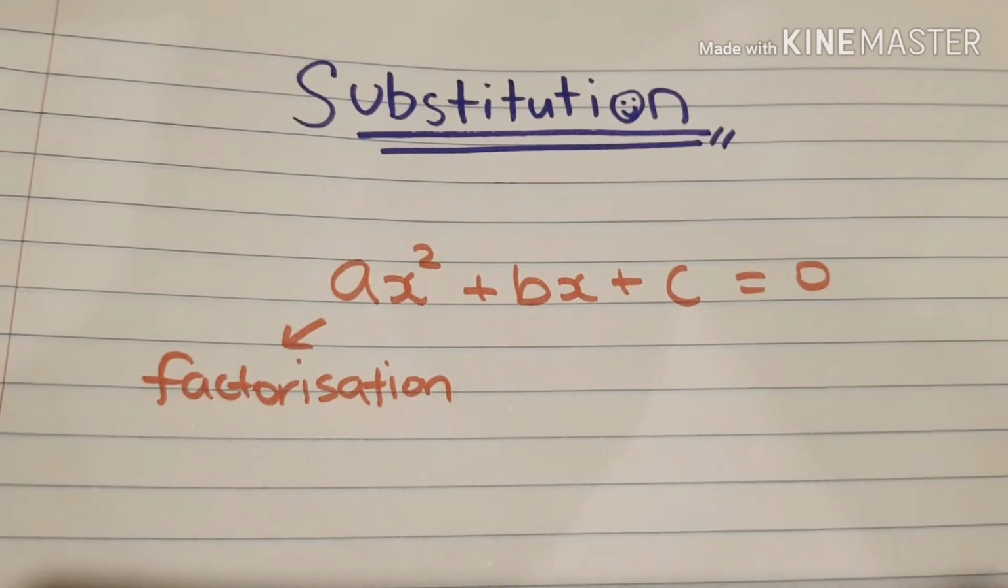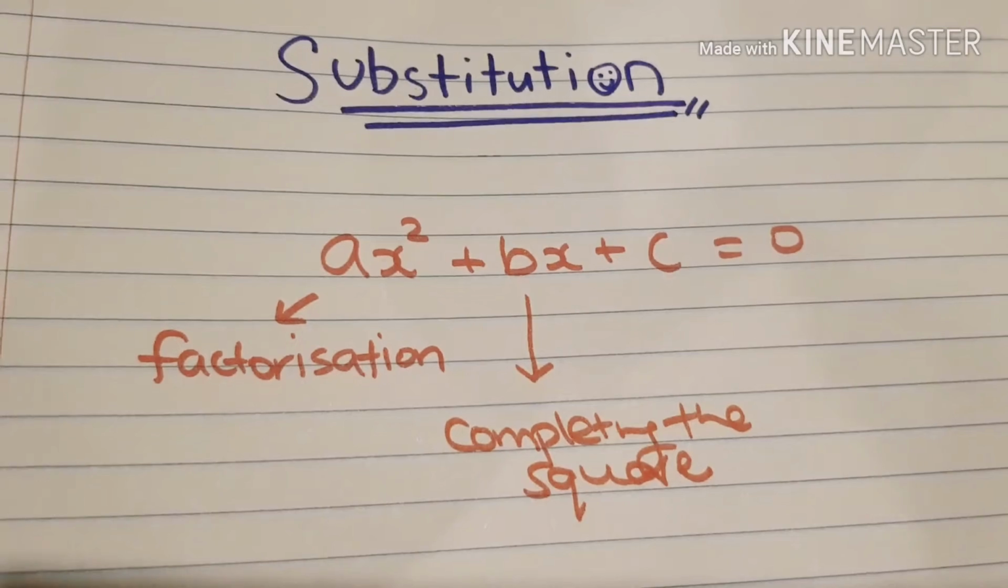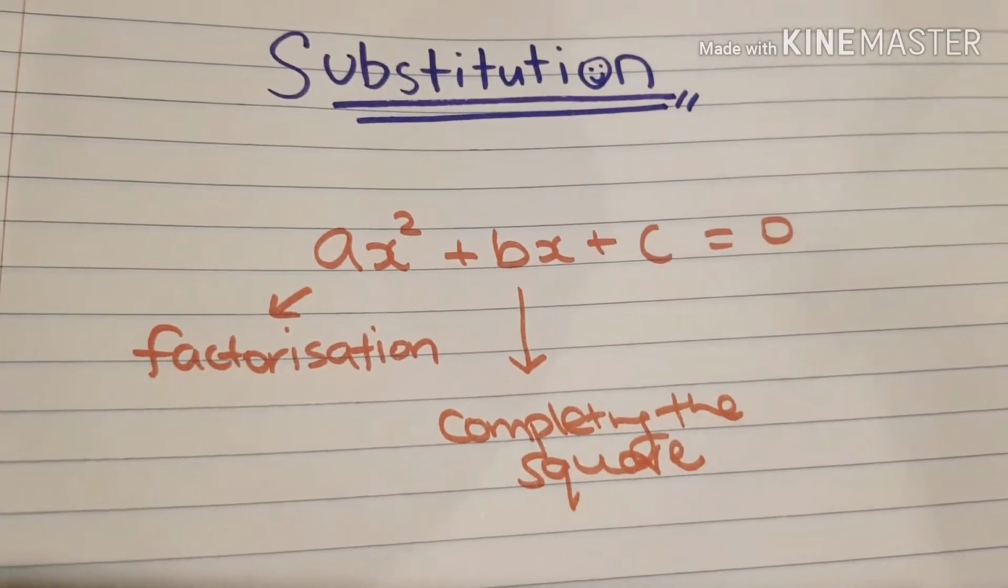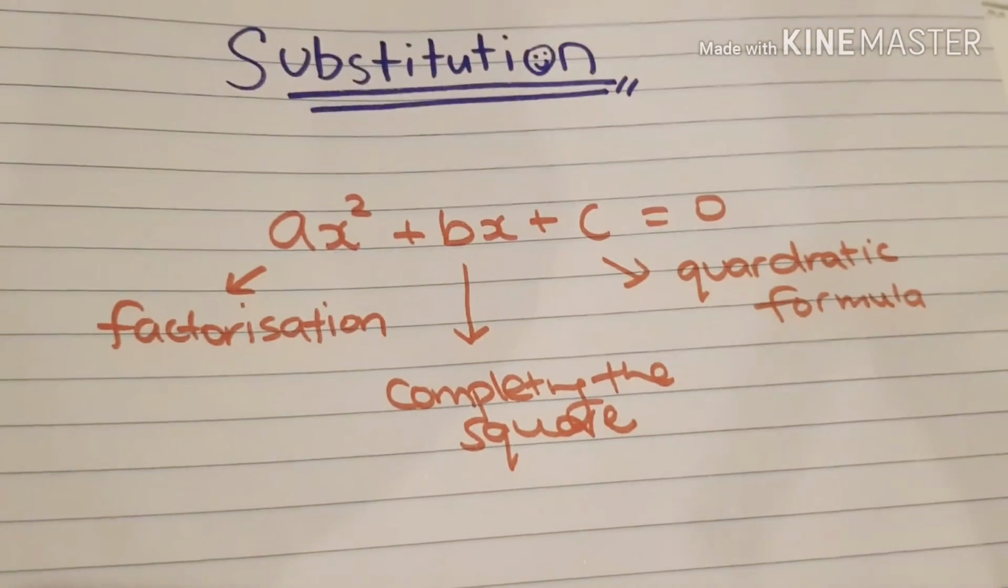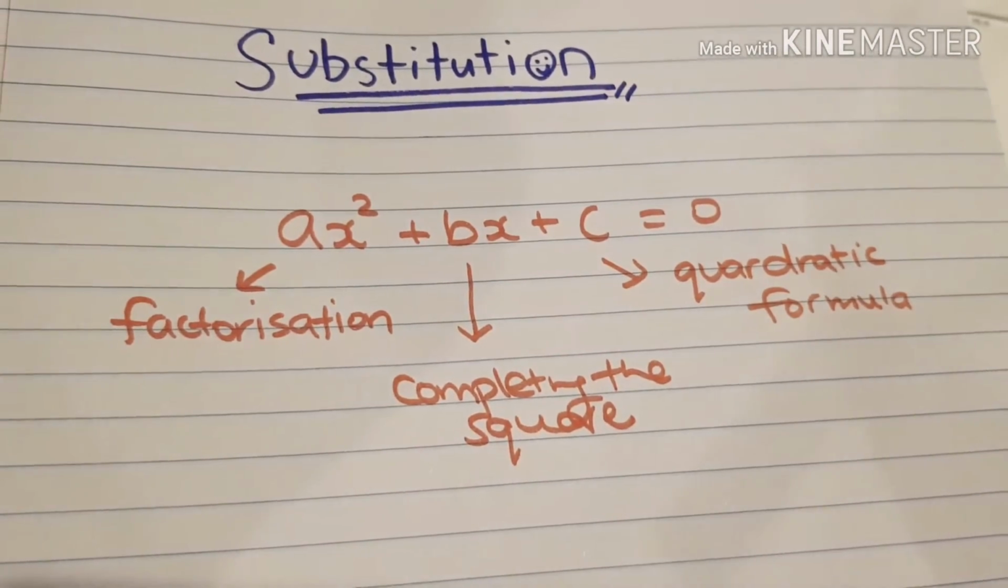Yep, the first method is by factorizing. What else? Yep, by completing the square. Anything else that you remember? Well done, through the quadratic formula. Right, when do we use the quadratic formula?